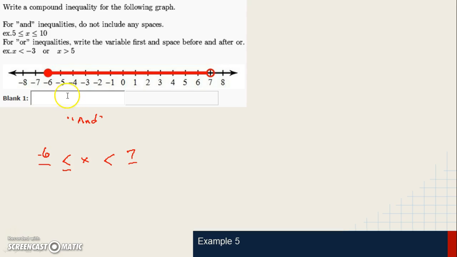Now we're going to type it in just as it appears. Negative 6 is less than or equal to x, which is less than 7.